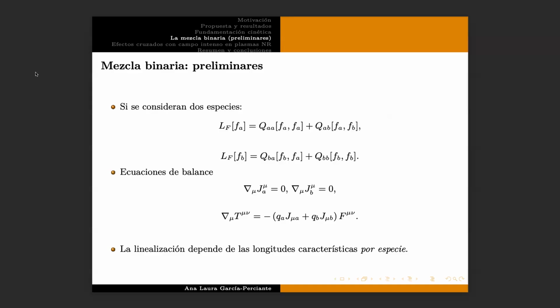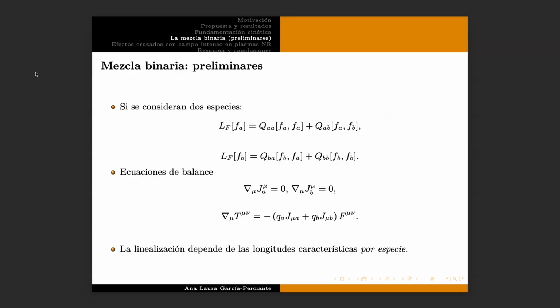Okay, so maybe you can say, well, these are electrons, these are ions, and I'm going to neglect electron-electron, and just keep electron-ion, for example. Okay, so you can play around with different conditions, but in principle, we have two Boltzmann equations, one for each species. We have balance equations per species, and we have a balance equation for the total stress energy tensor.